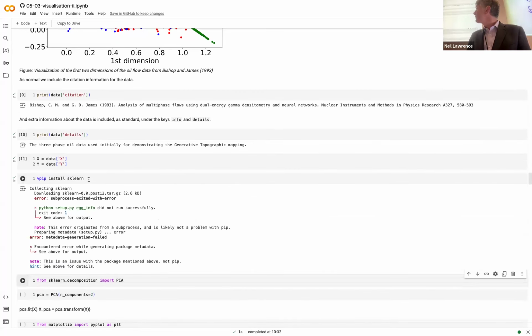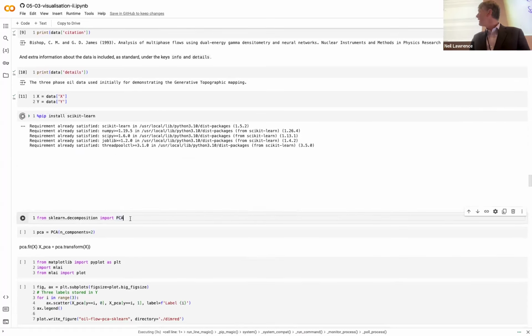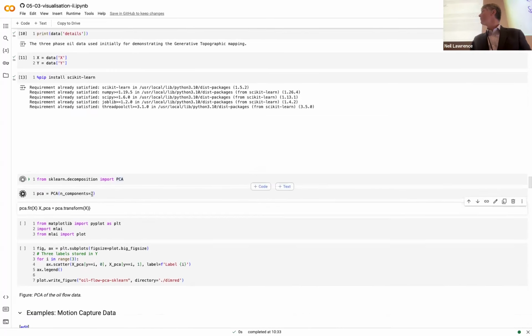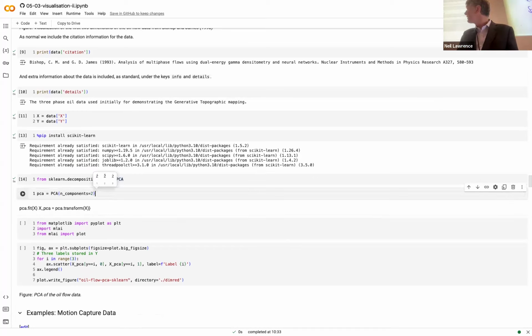And now here, it will want scikit-learn. Installing scikit-learn and just importing PCA from scikit-learn. So look, it's very simple. It's just saying here, extract two components. It's got scikit-learn installed, nice. Extract two components from the data.